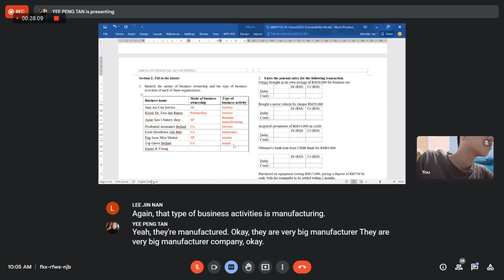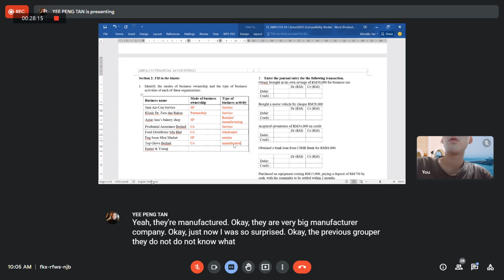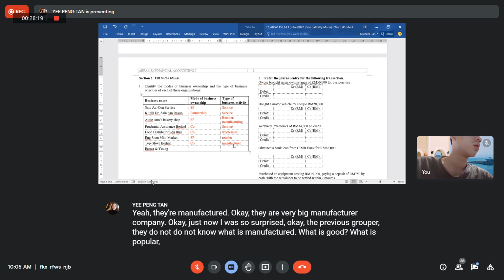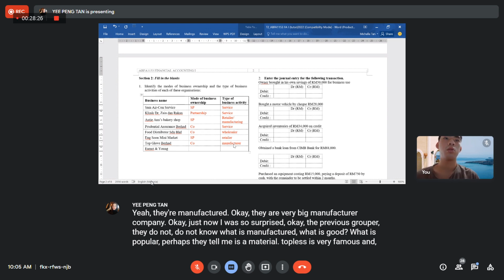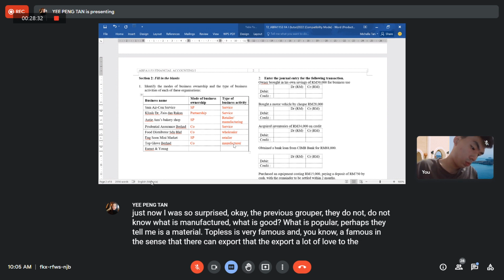Just now I was so surprised. The previous group did not know what manufacturing is, or what Top Glove is. They told me it's a retailer. Top Glove is very famous, in the sense that they export a lot of gloves to many countries.